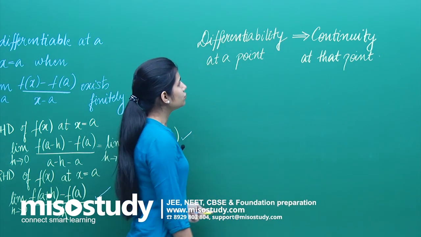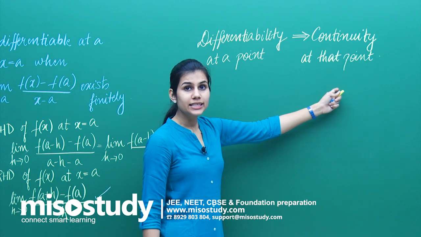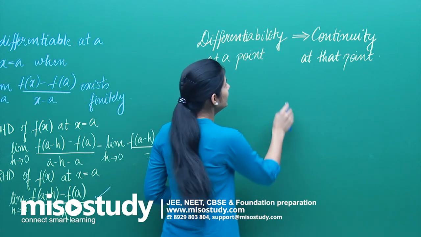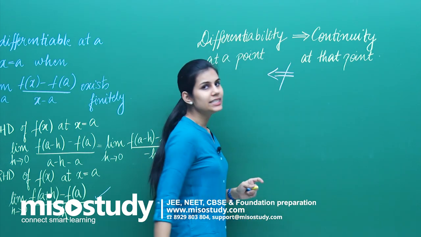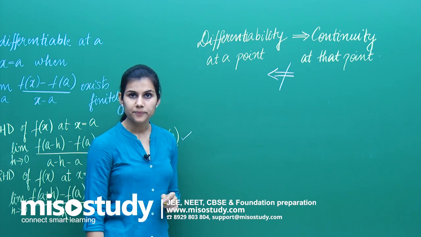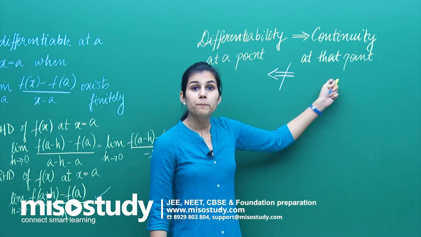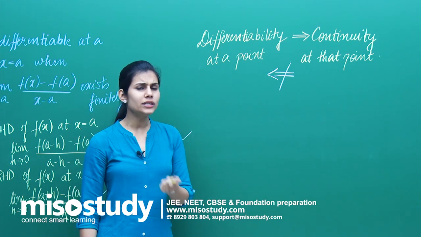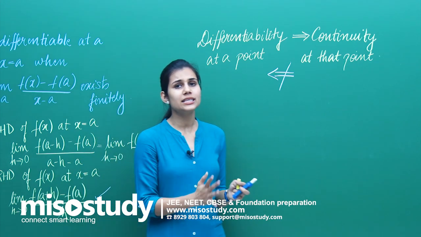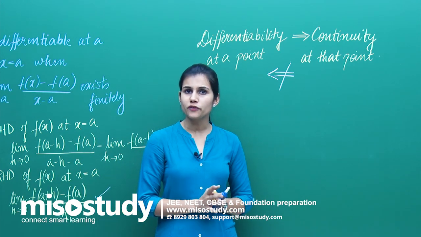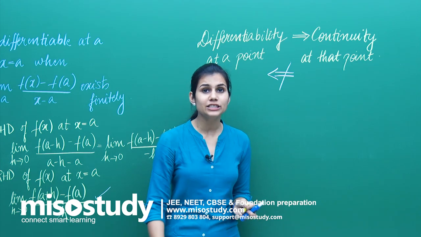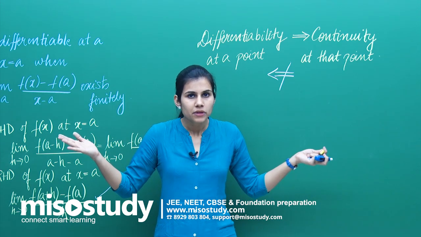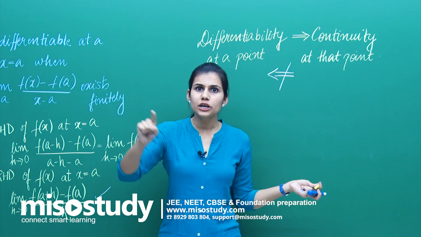Okay. And I told you, if differentiability implies continuity, is it true that continuity implies differentiability? The answer was a big no. Continuity does not imply differentiability. A function may be continuous at a point, but may fail to be differentiable at the same point. Well, you might ask me, what is that function? Where is that function which possesses the feature of continuity at a certain point of its domain, but when I check the differentiability of the same function at the same point at which it is continuous, it's not differentiable?